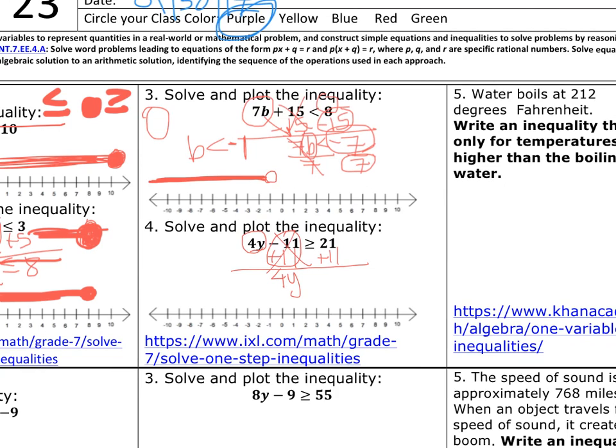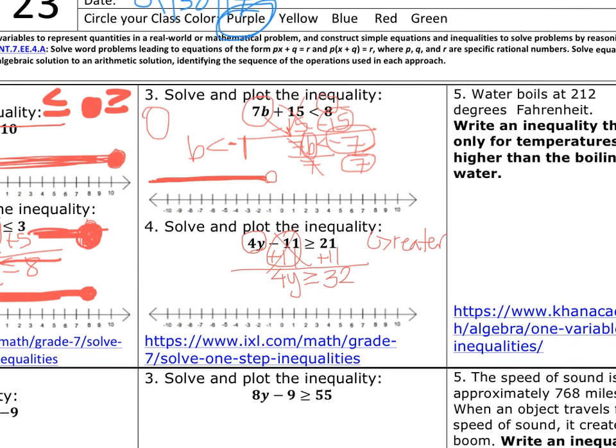What do we have left over? 4y is greater than or equal to. So remember, this is how I know that it's greater than, because I write it out. Greater than or equal to 21 plus 11 is 32. You guys can't see when I erased, but I had accidentally written 33 when I meant to write 32.